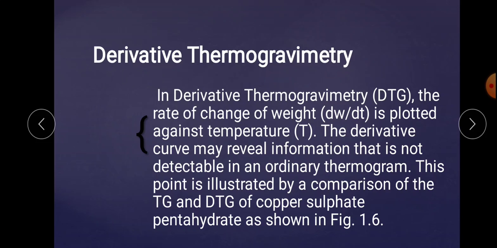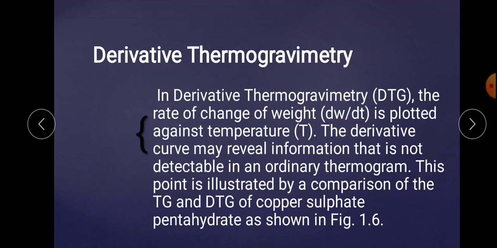Now, what is meant by derivative thermogravimetry? There are basically two different types of gravimetry comparatively discussed in this lecture. The first one is thermogravimetry, that is TG, and the second one is DTG. TG is simple: when we compare weight versus temperature, it is considered thermogravimetry. In thermogravimetric analysis we put the weight on the y-axis and the temperature on the x-axis.